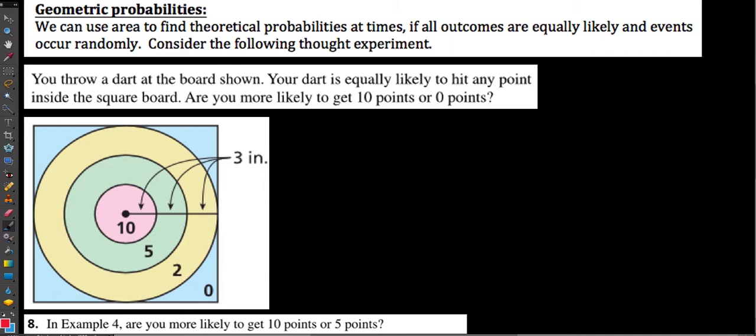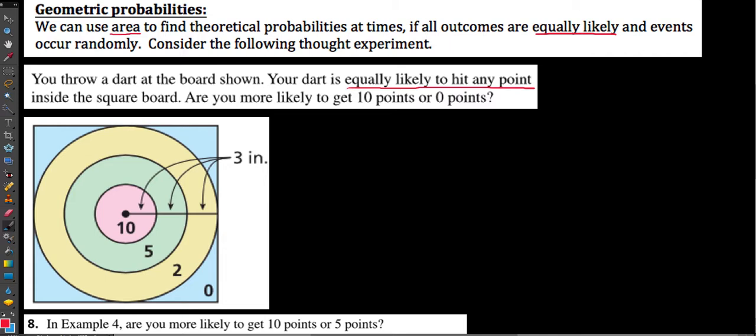So looking at this, it says we can use the area to find the theoretical probabilities at times if all outcomes are equally likely and events occur randomly. So consider the following thought experiment. I have here a dartboard, and so let's assume we throw a dart at this board here. It says that our dart is equally likely to hit any point inside the square board.